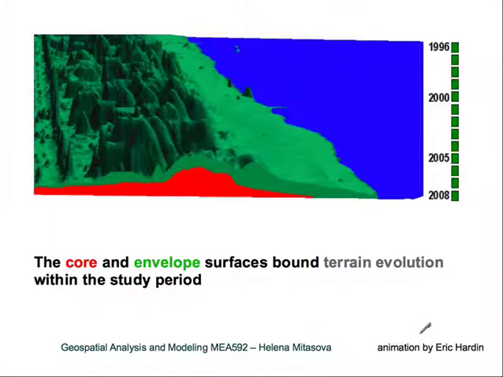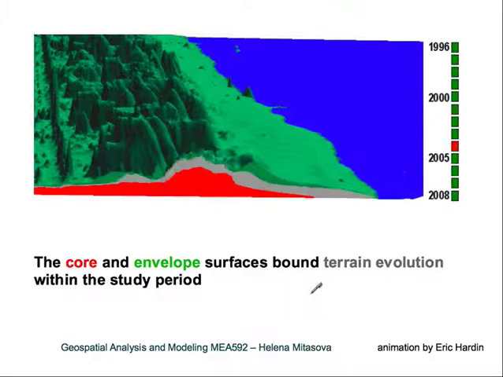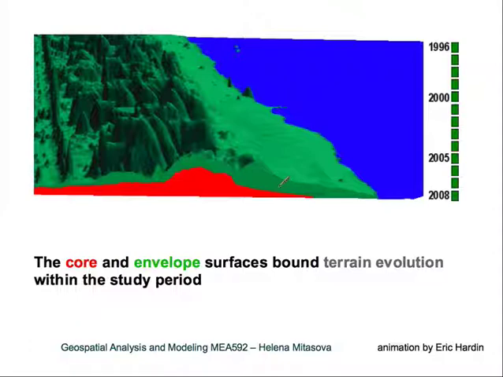Here is a small animation that shows how the topography during the individual years evolves within this dynamic layer. Again, the red is the core, the minimum elevation, the part that has never moved, and the green is the envelope, and the actual terrain over the years evolves within this dynamic layer.